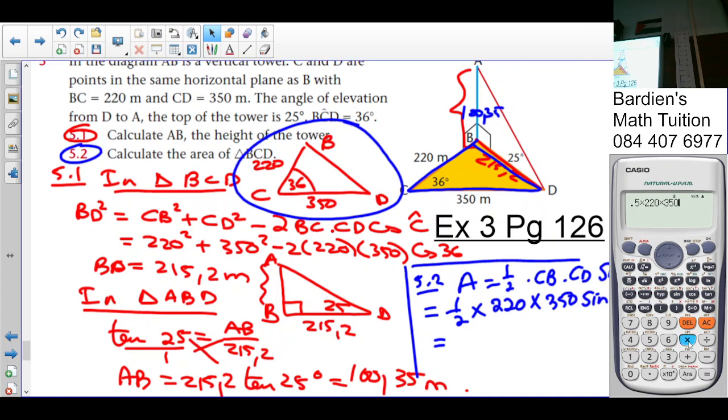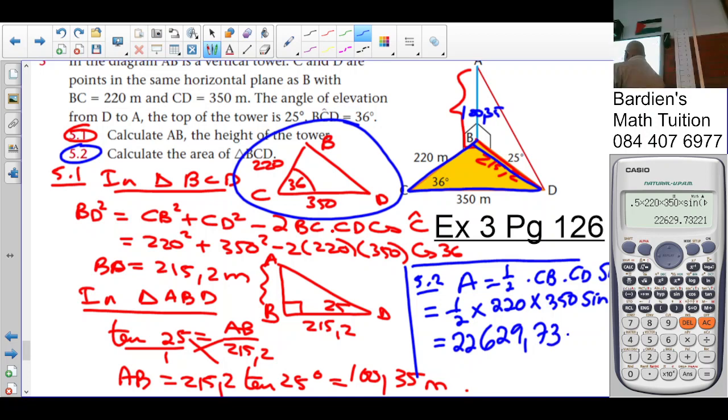350 sine 36. Okay, that gives me 22,629. Is that correct? Yes. 22,629.73 meters.